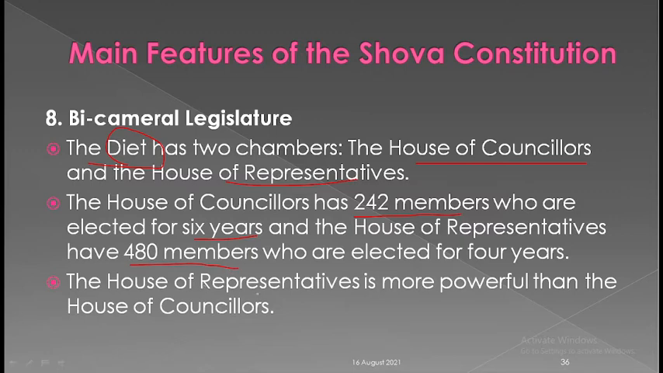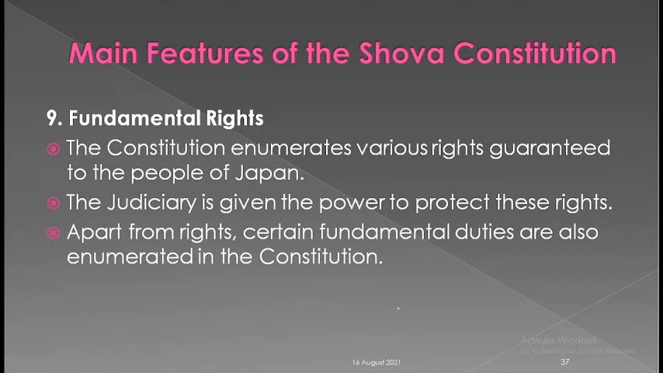In between these two, the House of Representatives is more powerful than the House of Councillors. Fundamental rights. The Constitution enumerates various rights granted to the people or citizens of Japan. The judiciary is given the power to protect these rights. In the previous constitution, the judiciary had no right of judicial review, but now they have judicial review power. So the judiciary is empowered to protect the rights of the people. Apart from these rights, certain fundamental duties are also enumerated in the constitution, like the duty to pay taxes, etc.